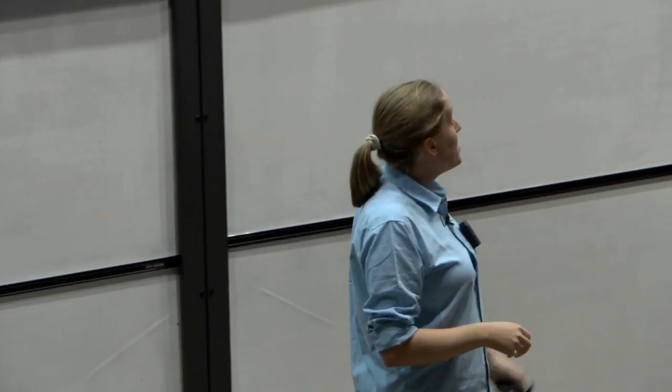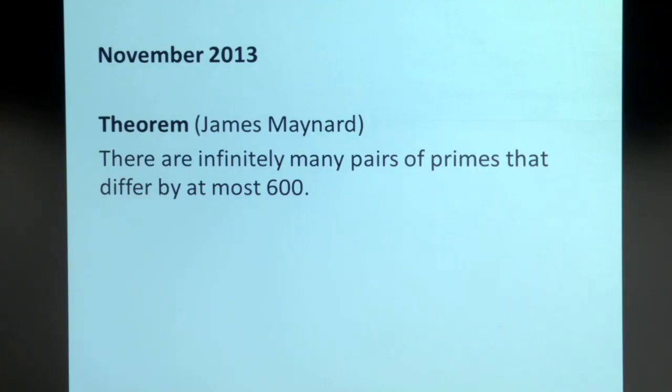In fact, it was November 2013. And a mathematician called James Maynard was able to show that there are infinitely many pairs of primes that differ by at most 600. Big improvement. James had recently finished his PhD. He's now one of our colleagues in Oxford. He'd gone to Montreal as a postdoc at the time. And through his PhD work, he'd become an expert in this kind of area.